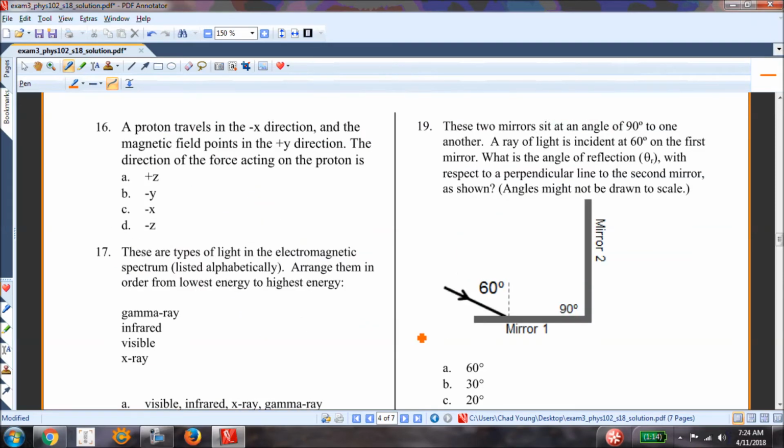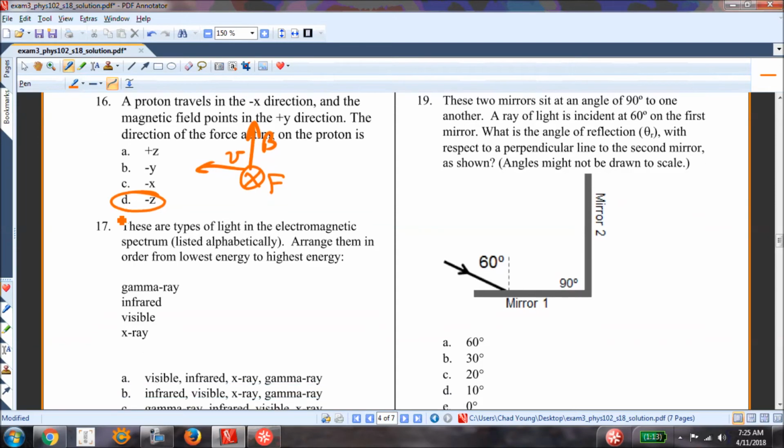Proton travels in the minus x, magnetic field in the plus y. The direction of the force acting is what? So proton travels with a speed in the negative x. The magnetic field is in the positive y. So I get that the force is into the page. That's the negative z direction. So number 16 is D. I think that was an OpenStax.